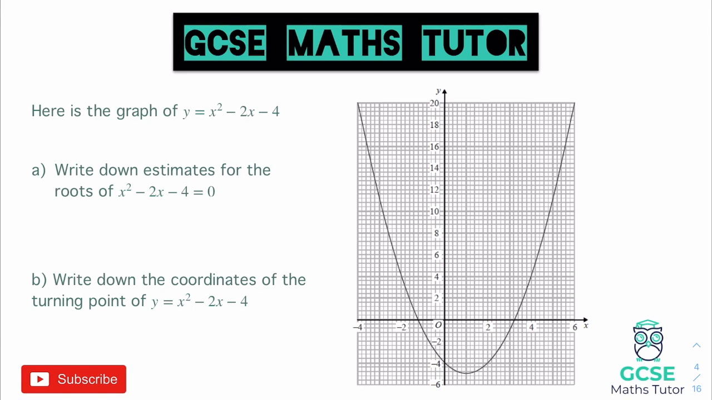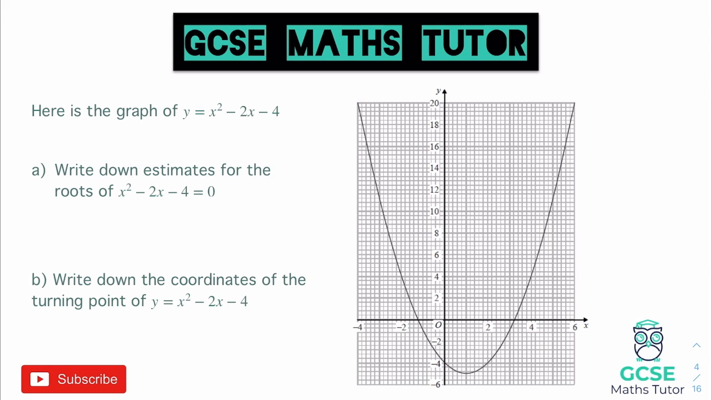So in this question, we're looking at roots and turning points. Now it says here is the graph of, and it gives us the equation, y equals x squared minus 2x minus 4. Write down estimates for the roots of, and when we've got x squared minus 2x minus 4 is equal to 0.